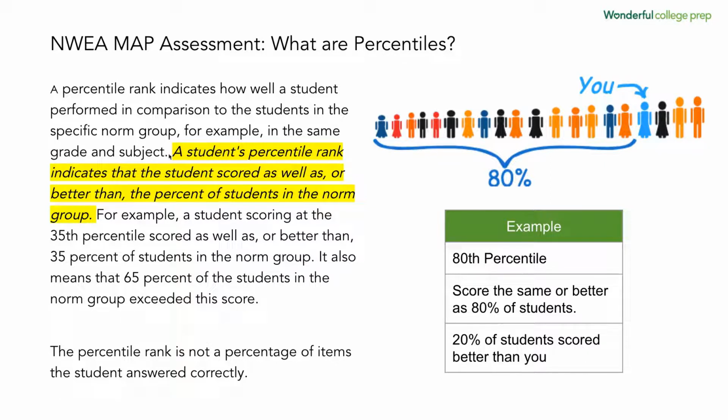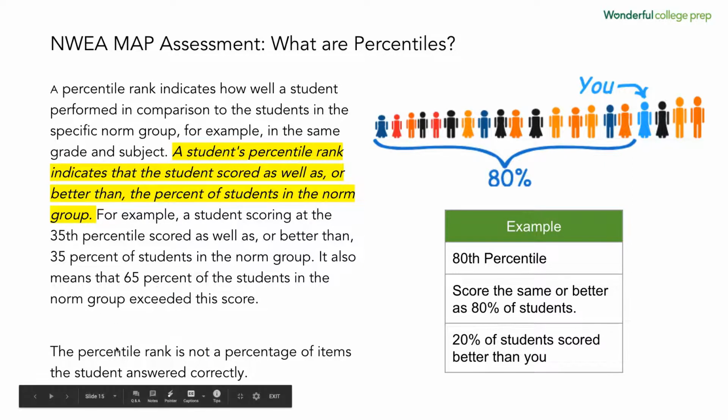And then a student's percentile rank is going to indicate that the student scored as well as or better than the percent of students in that group. So for example, think about this. A student scoring at the 35th percentile scored as well as or better than 35% of students in the group. You see how those are connected. However, it also means that 65% of students in the group exceeded this score or did better.